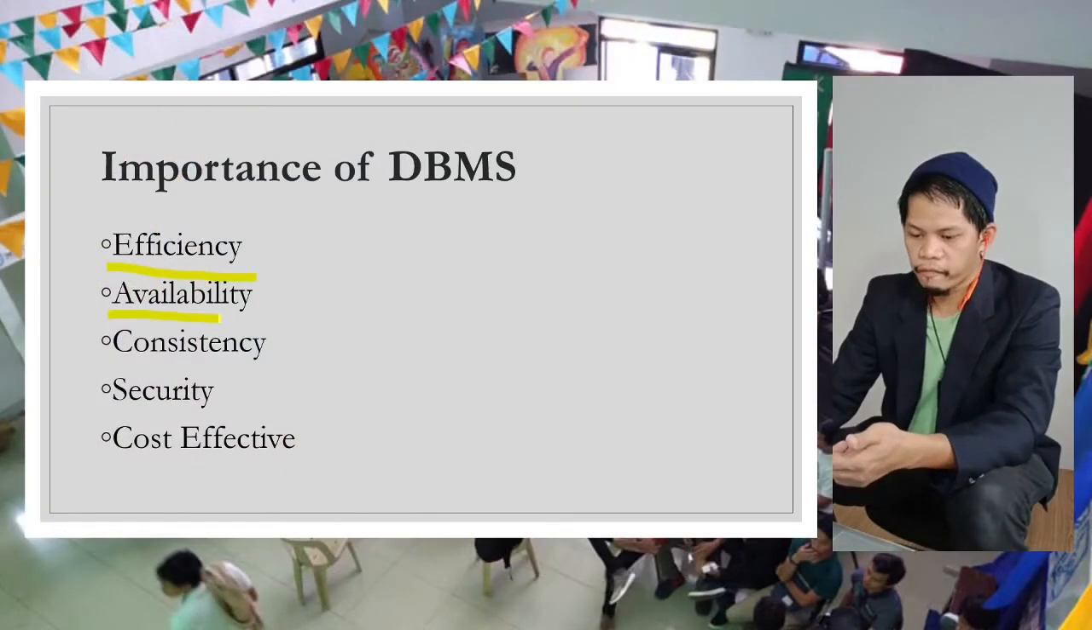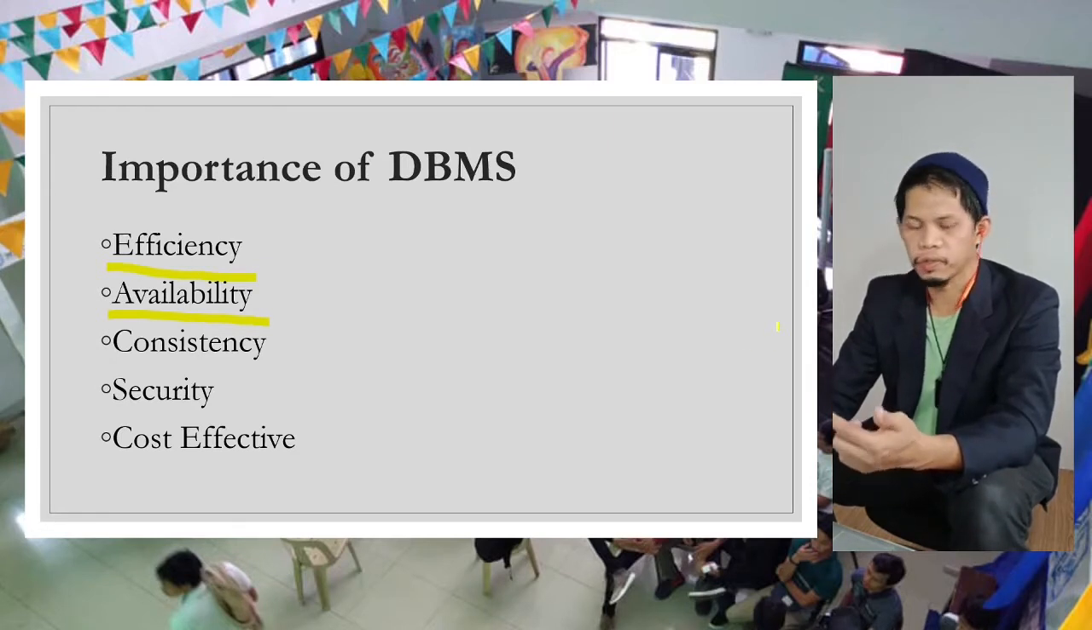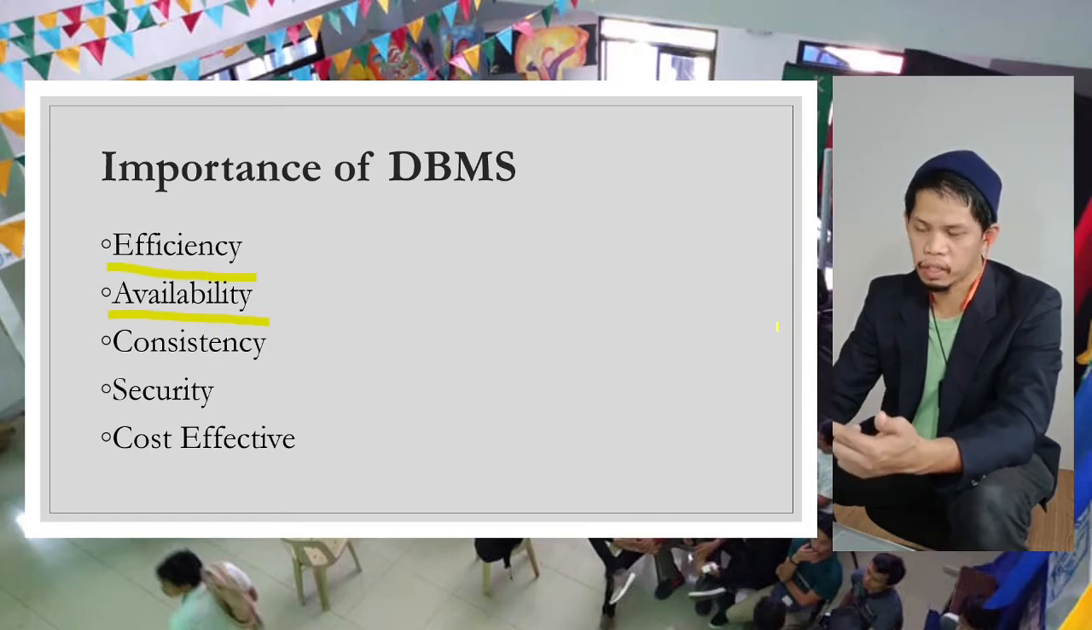Next, availability. Ensuring that data is available to end users and applications when and where they need it. Another term for availability in DBMS is concurrency because it allows multiple access to the database at the same time geographically, compared to using a text file as a storage na hindi allowed ang multiple access at the same time.